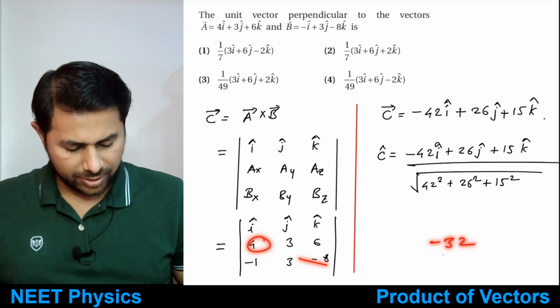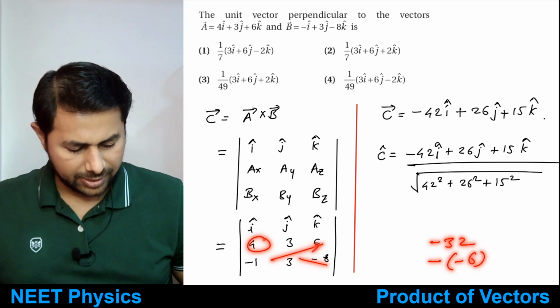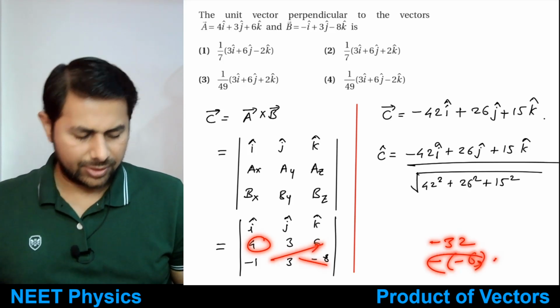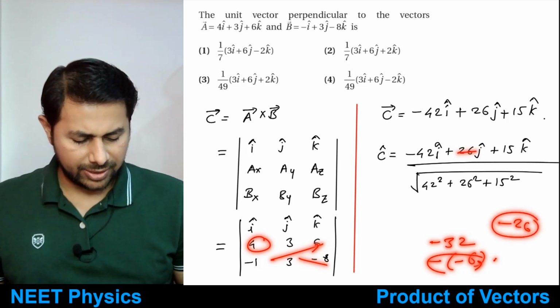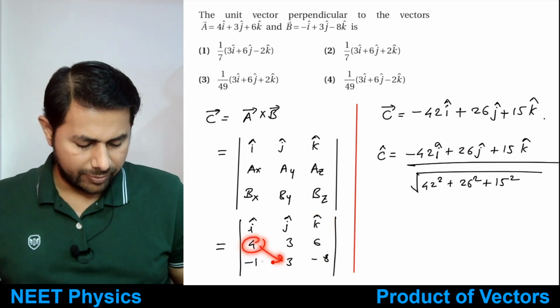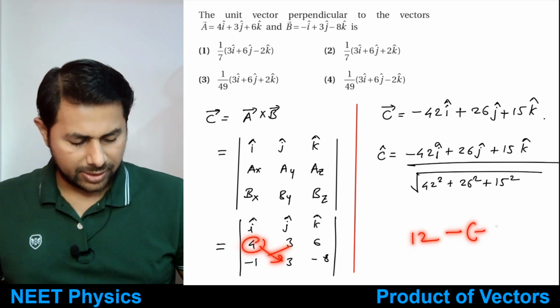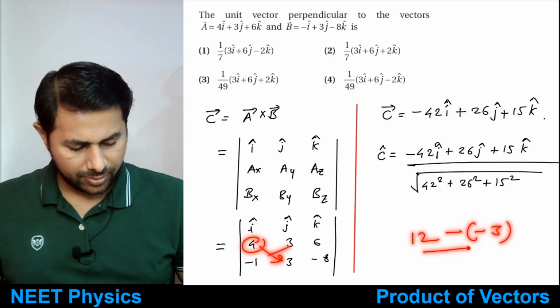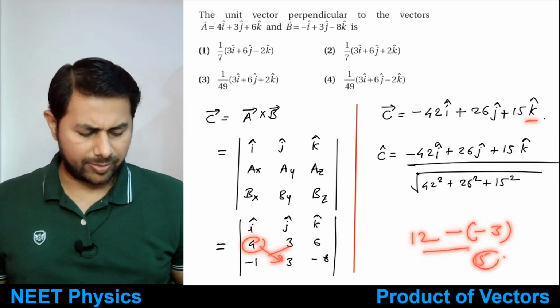So that's minus 32. Minus 32 minus 6, right? Minus 6, so that is plus 6. So that is minus 26, and negative sign of J cap plus 26 J cap. So that's correct. And K cap multiplied with 4 times 3 is 12 minus 3. So that is also plus 15 K cap. Yeah, so that's correct. No problem.